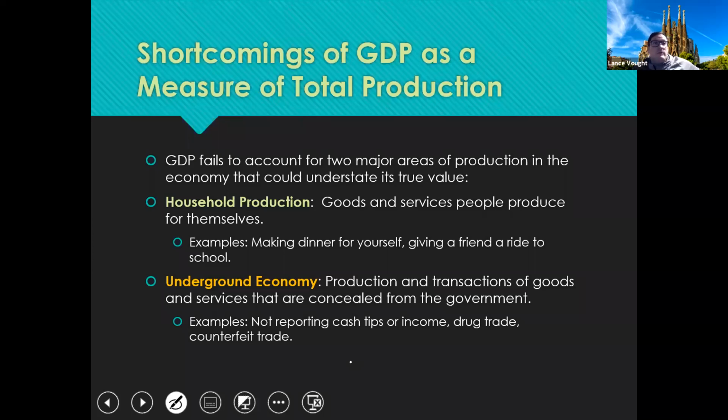So if you Ubered someone to work and were paid $17 for it, well, then that counts towards GDP. But if you give a friend a ride to work and they don't pay you and it's just a favor, well, it counts as zero in terms of market value, even though if it would have just been an Uber, it would have been $17 towards GDP. So if you go to a restaurant and you buy a meal, but you make the same meal at home for yourself and you don't pay yourself for it, well, then that doesn't count towards GDP. But if you go to the restaurant, it does. So really, household production, we kind of see it as savings.